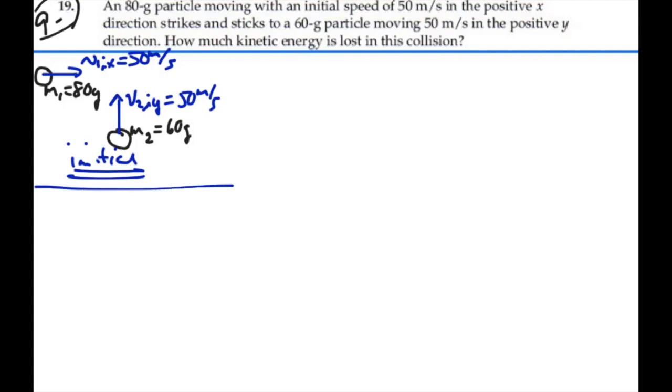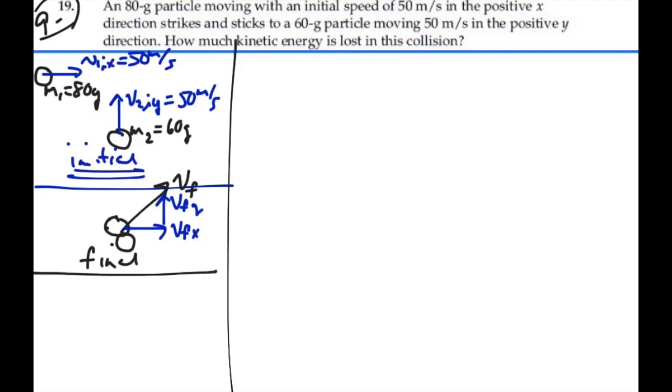and then after the collision they're going to move together as one with some final velocity. And this final velocity will have x and y components, v final x and v final y. And this is the way things look finally.